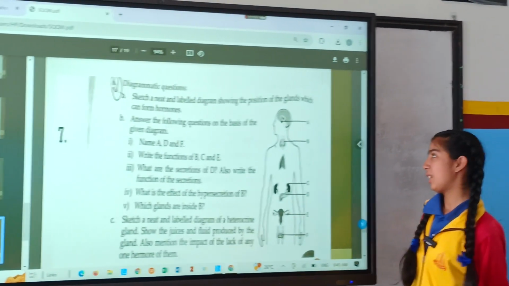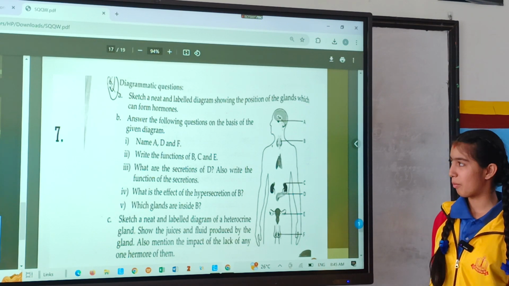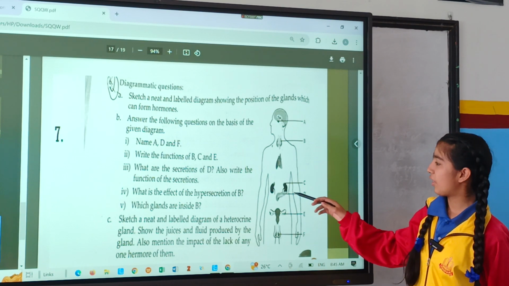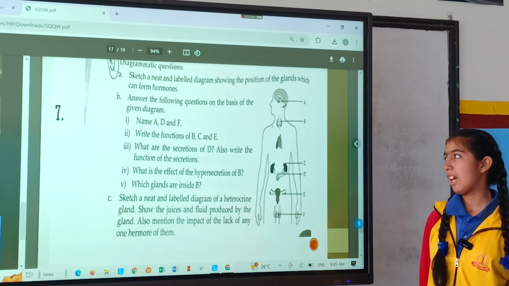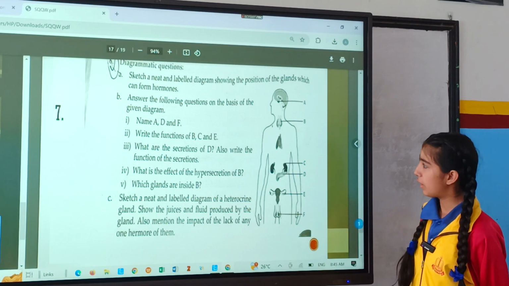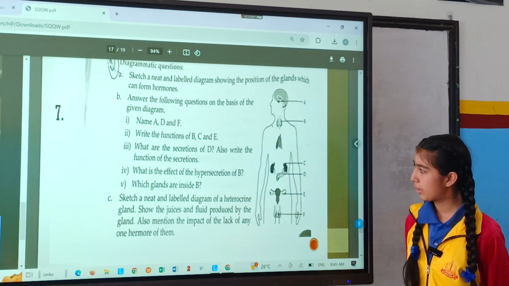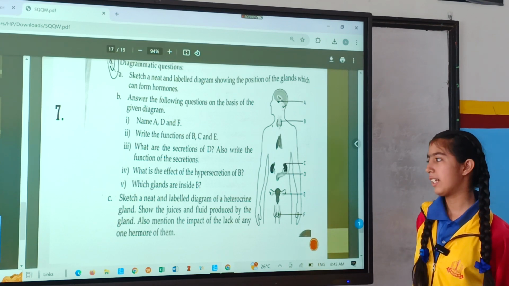Sketch a neat and labeled diagram showing the position of glands which can form hormones and answer the following questions. Name A, D, and F. Write the functions of B, C, and E. What are the secretions of D? Also write the function of secretions. What is the effect of hypersecretion of B? Which glands are inside B?